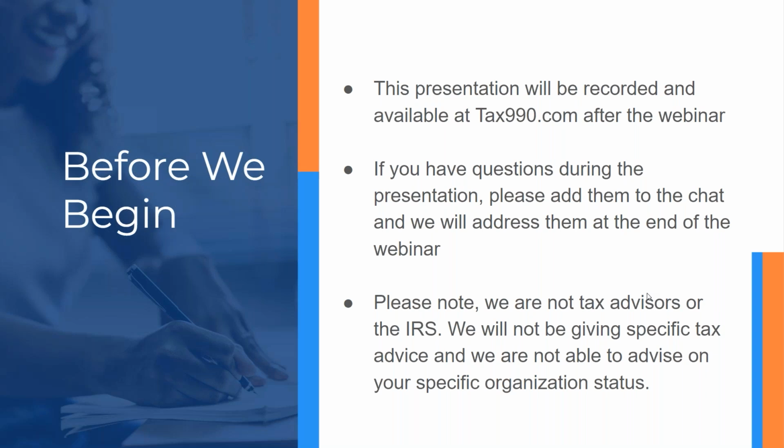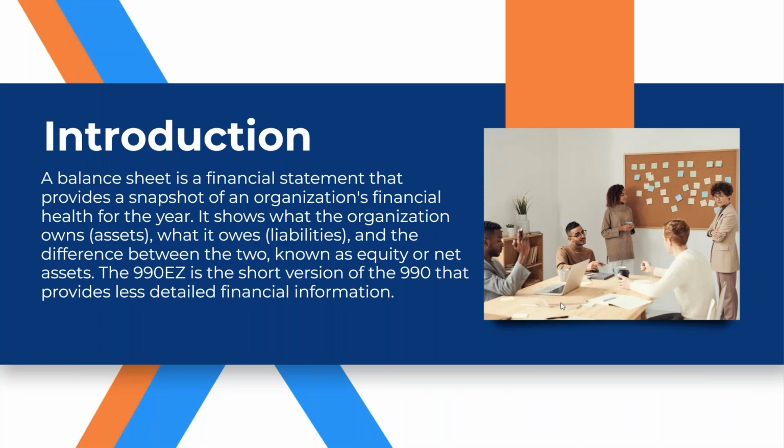We're just simply going to be talking about the process of e-filing with Tax 990 and completing the balance sheet within the Tax 990 application. A balance sheet is a financial statement that provides a snapshot of an organization's financial health for the year. It shows what the organization owns for its assets and what it owes in liabilities, and the difference between the two known as equity or net assets. The 990EZ is the short version of the 990 form that provides less detailed financial information than the longer 990 series form.